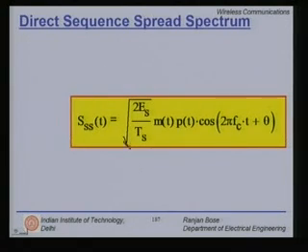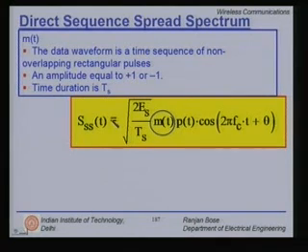So let's start with the received waveform s(t) as m(t) times p(t) times cosine 2 pi fc t plus theta, normalized. Let's talk about m(t) in a little bit more detail. m(t) is a data waveform. It's actually a time sequence of non-overlapping rectangular pulses.